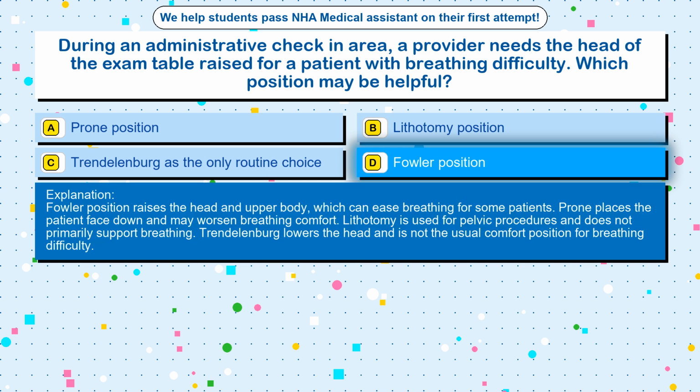Fowler position raises the head and upper body, which can ease breathing for some patients. Prone places the patient face down and may worsen breathing comfort. Lithotomy is used for pelvic procedures and does not primarily support breathing. Trendelenburg lowers the head and is not the usual comfort position for breathing difficulty.